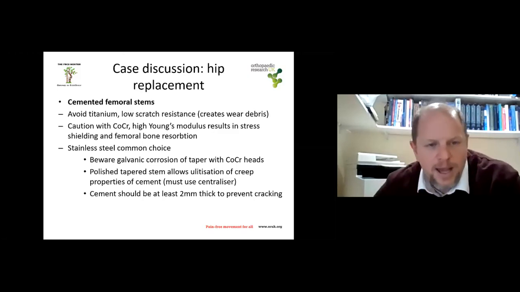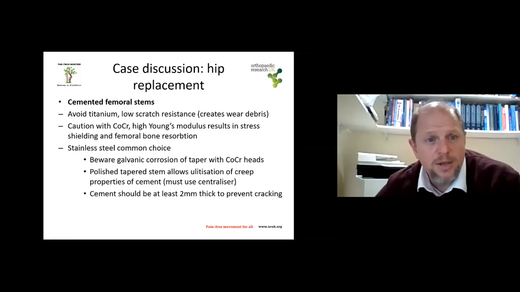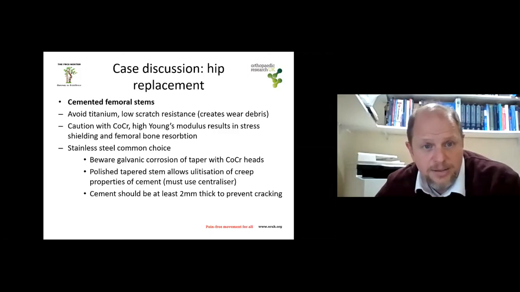And you could also mention how important it was to have a kind of uniform thickness of cement around the polished tapered stem so that you could allow that load to dissipate evenly. And 2 millimeters is thought to be the ideal amount.